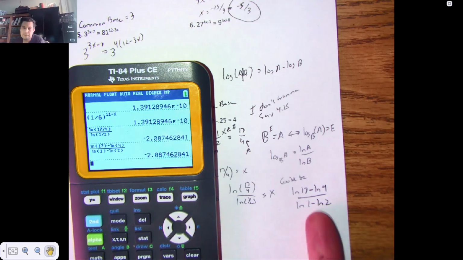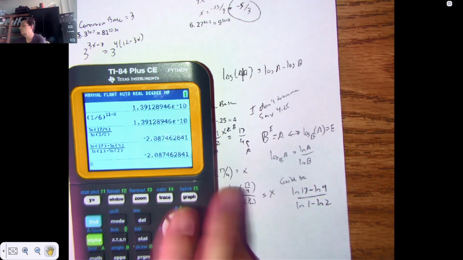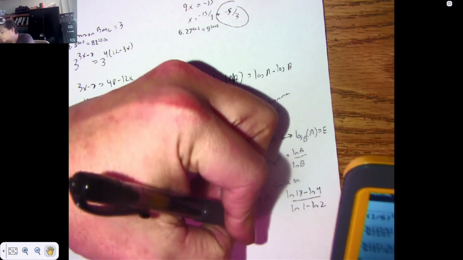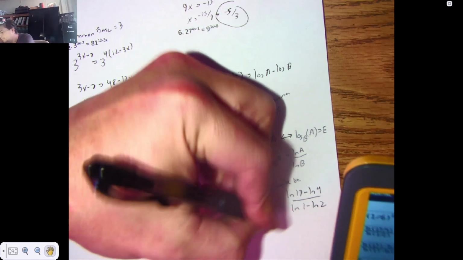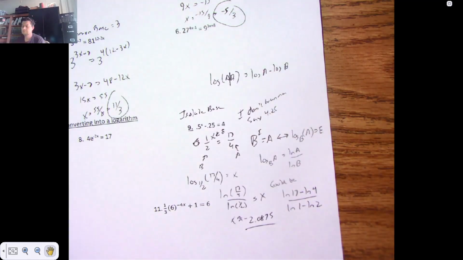This is actually a preferred answer. Like, when you take upper level math, that's how you're supposed to write it. It really is. Anyways, there's your x value. X is about negative 2.0875.